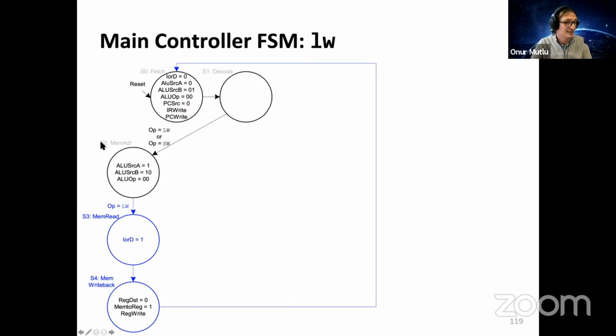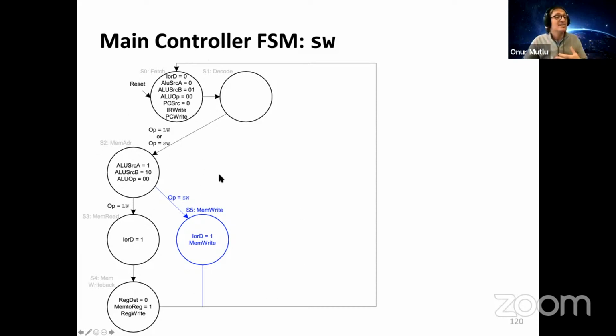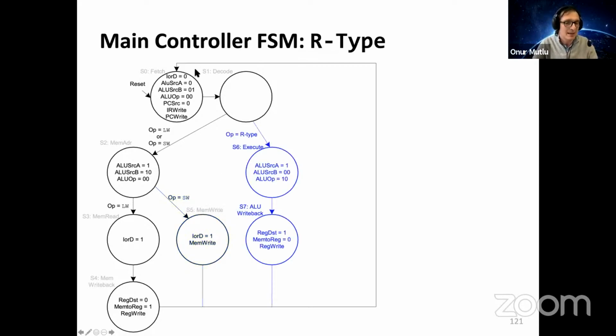For store word, after the memory address calculation, if the operation is store word, you go to a mem write state and assert different control signals, obviously. And you can look at that by yourself. And you can see that after that, the transition is unconditional to the fetch state again. So all of this is dictated by a finite state machine that implements the next state logic accordingly and carefully. Okay, now you can actually do the R-type instructions. You can see that R-type after decode goes to an execute state.